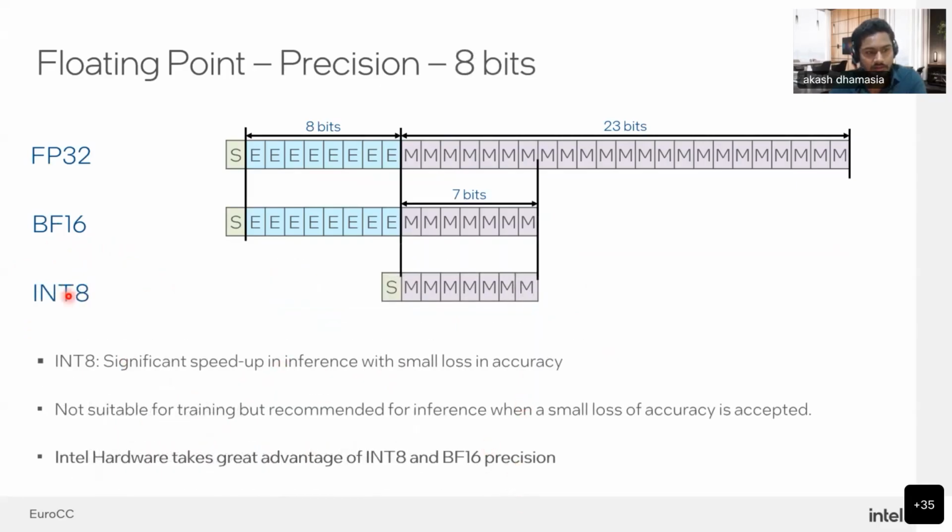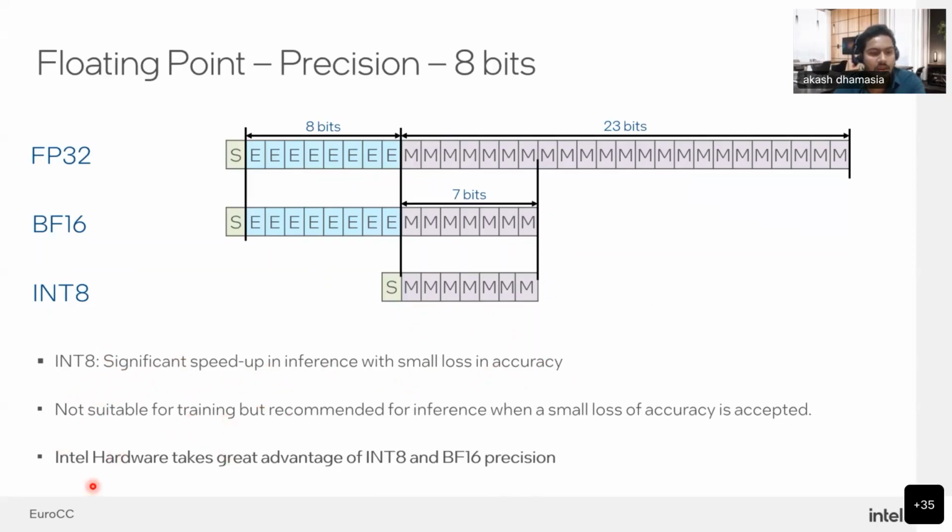There is another data type called int8. It uses one sign bit, and the others are used as mantissa. It can give you a significant speedup, but we don't know how much accuracy it can lose. But it can significantly speed up your inference. You cannot use it for training, because in training it can significantly reduce your accuracy, but in inference you can use it with a small loss of accuracy. So it is not suitable for training.